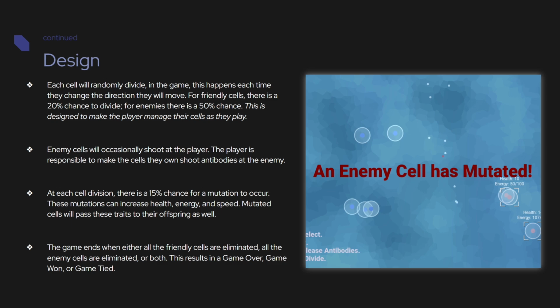At each cell division, there's a 15% chance for a mutation to occur. These mutations can increase health, energy, and speed. Mutated cells will pass these traits along to their offspring as well. The game ends when either all the friendly cells are eliminated, all the enemy cells are eliminated, or both. This can result in a game over, a game won, or a game tied.